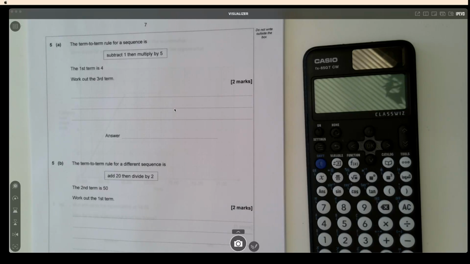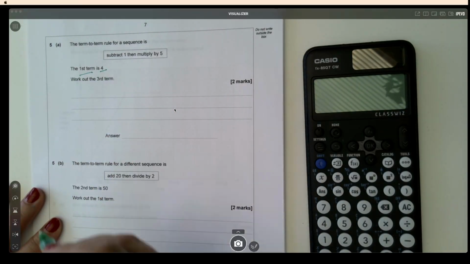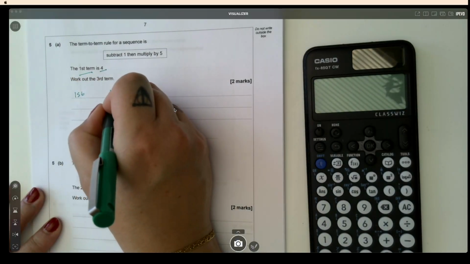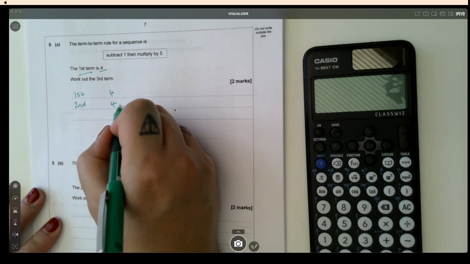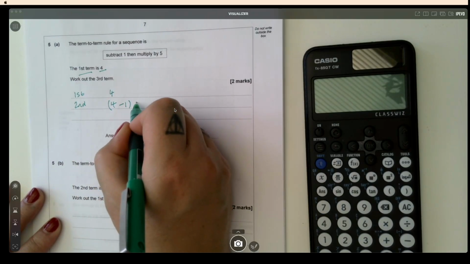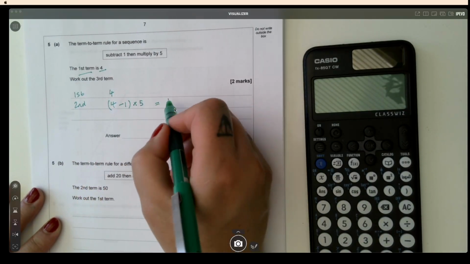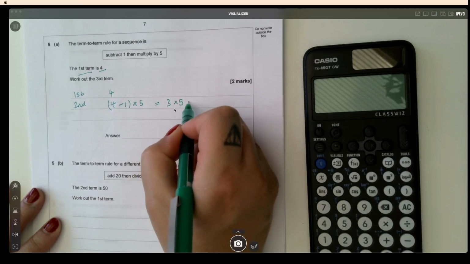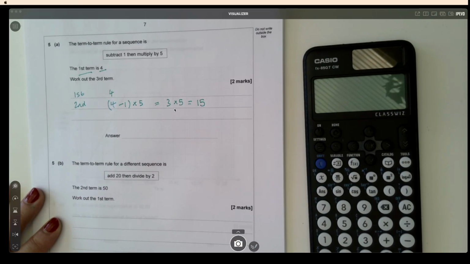5A. The term-to-term rule for a sequence is subtract 1, then multiply by 5. The first term is 4, work out the third term. So if the first term is 4, the second term will be 4, subtract 1, and then multiply by 5. So 4 subtract 1 is 3, still need to multiply it by 5, so the second term is 15.